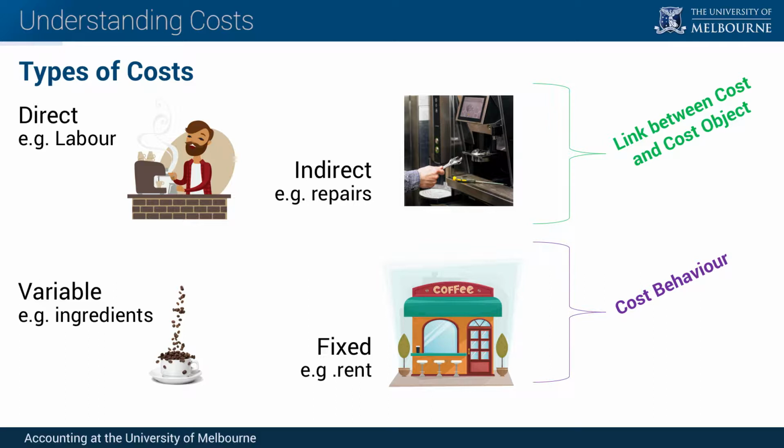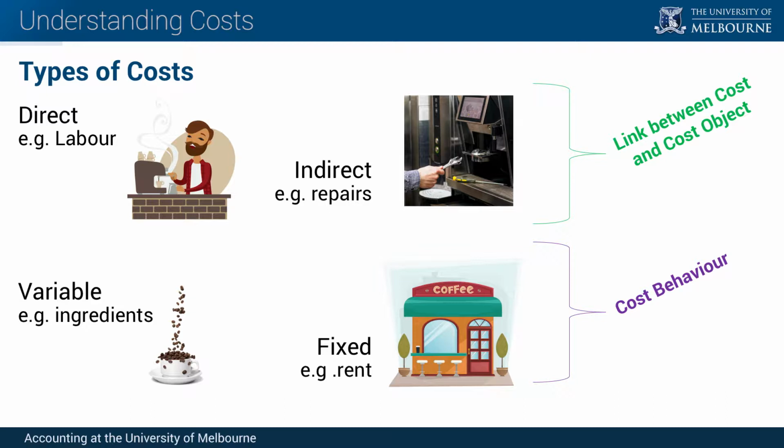Let's look first at the link between the cost and the cost object. Direct costs can be clearly attributed to the cost object. So, for example, the cost of labour that goes into making a cup of coffee can be directly linked to a specific cup of coffee. Indirect costs, on the other hand, cannot be clearly attributed to the cost object. For example, the cost of repairs and maintenance of Barry's coffee machine is obviously part of the cost of producing cups of coffee. However, it's difficult to determine how much of the cost of repairs and maintenance can genuinely be attributed to the production of a given single cup of coffee.